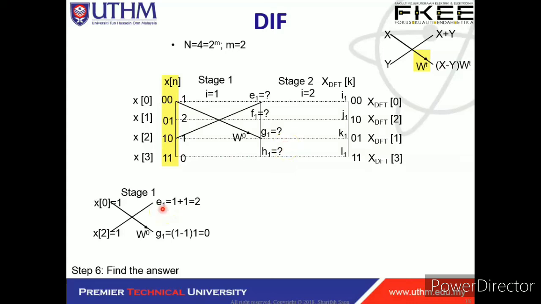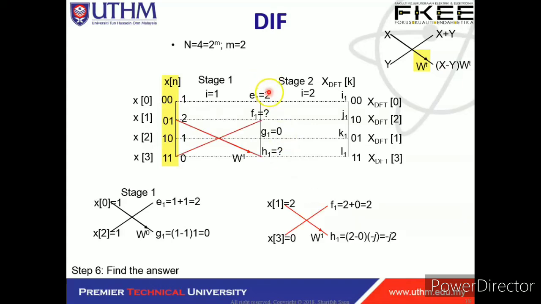Okay, so we can calculate. First we need to calculate E1. E1 equals, from this equation, X plus Y. So 1 plus 1 equals to 2. Next is to calculate G1. G1 is 1 minus 1 multiplied with the weight W0, which is 1. 1 minus 1 is equal to 0. So E1 is equal to 2 and G1 equals to 0. So we will give the value here, E1 2, G1 equals to 0.